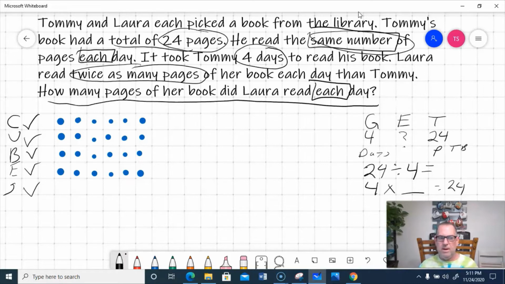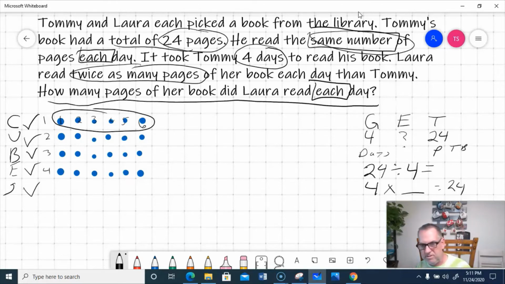And we already said that these are the days. That's day 1, day 2, day 3, and day 4. So to figure out how many pages he read each day, we count how many are in each row. So it looks like he read 1, 2, 3, 4, 5, 6 pages each day. So 24 divided by 4 equals 6, or 4 times 6 equals 24. That means Tommy read 6 pages each day. Let's go back and look at our question.